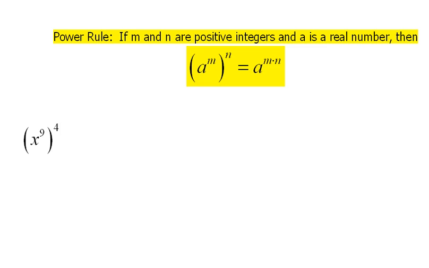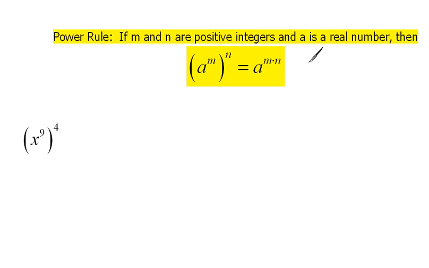Here's our next exponent rule, which is the power rule. And it says if m and n are positive integers and a is a real number, then a to the m, all being raised to the n power, would be the same thing as saying a to the m times n power. Now, kind of a simpler way to look at this is when you've got a power raised to a power, you would multiply. Power to power, you multiply.